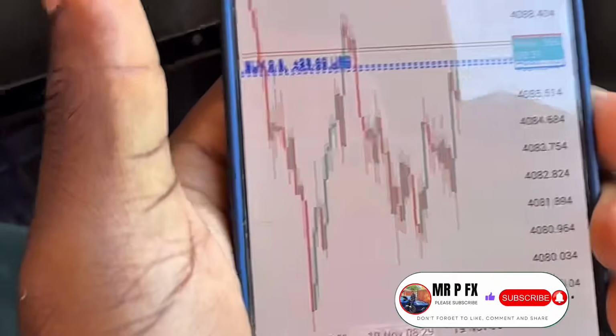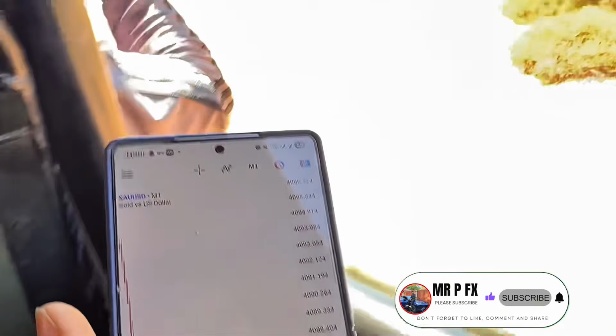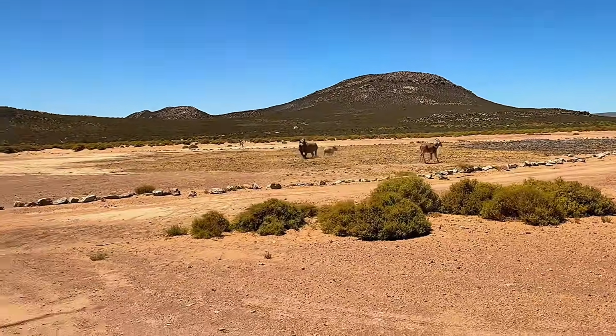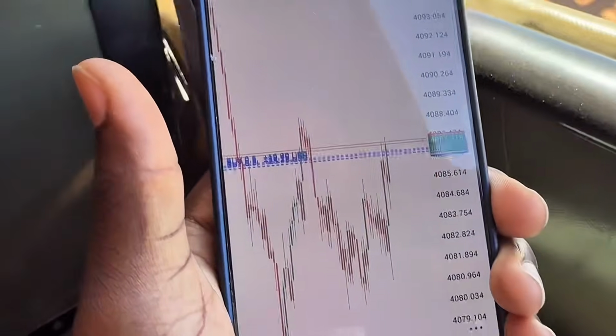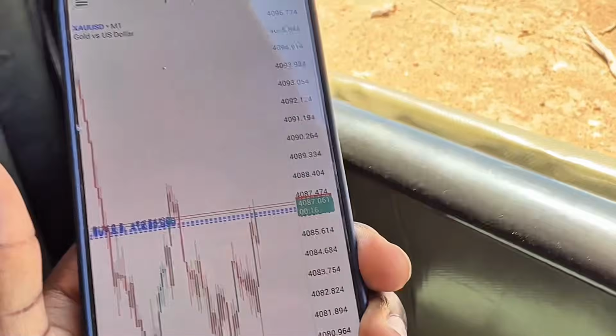Well, this is our trade. Our trade has just been playing around. Looking at this, while our trade is still stuck here, we're good. We just remain patient.